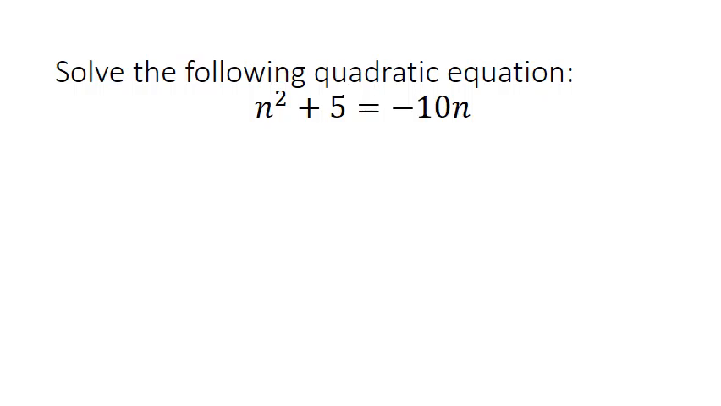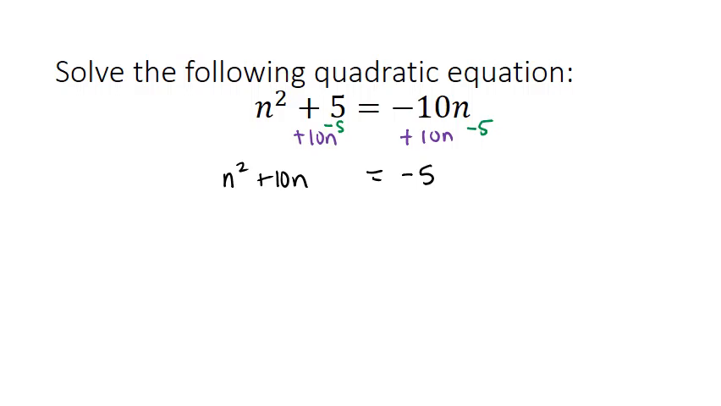To solve this equation by completing the square, you first want the squared and the linear term on one side and the constant on the other. So I'm going to add 10n to both sides, and I'm going to subtract 5 from both sides. So therefore, I have n squared plus 10n equals negative 5.